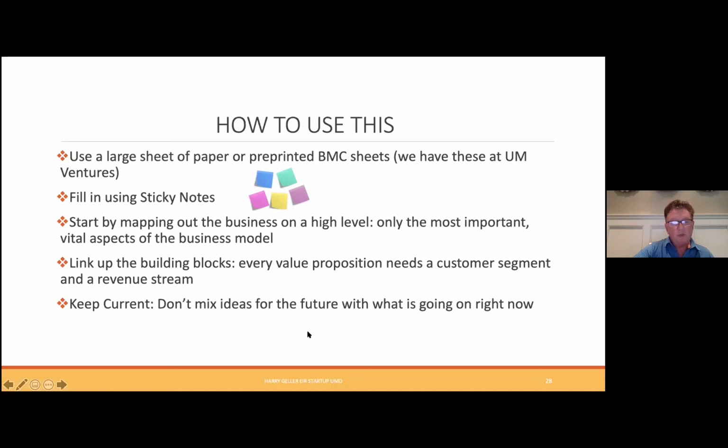It's always good to really map out the business on a high level, only the most important and vital aspects of the business model. You'll have plenty of time to get down to the minutia. And then link up the building blocks. Every value proposition needs a customer segment and a revenue stream. And then keep it current. If you think something in the future is going to happen, that's great, and you'll plan for that later. But keep really what the initial business is current.